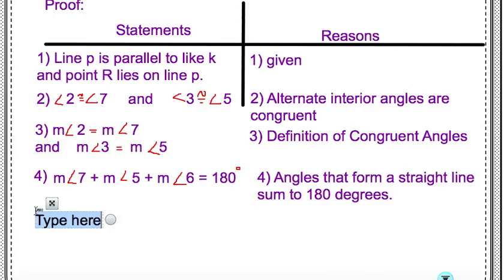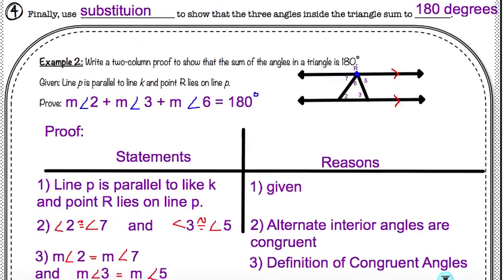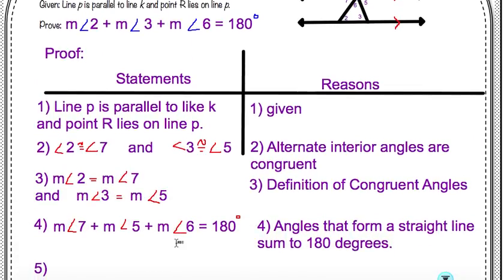All right, there's only one more step. If you know there's only one more step, that means it's going to be just like the one at the top. Instead of 7, we're going to replace that with a 2. 5 is going to be replaced with a 3. 6 is replaced with nothing. 6 is 6. So our final answer is the measure of angle 2 plus the measure of angle 3 plus the measure of angle 6 equals 180 degrees.